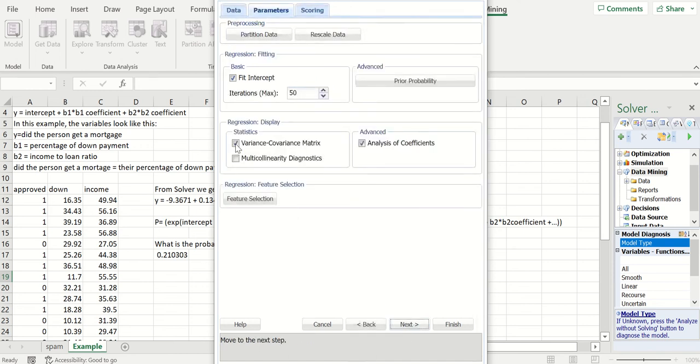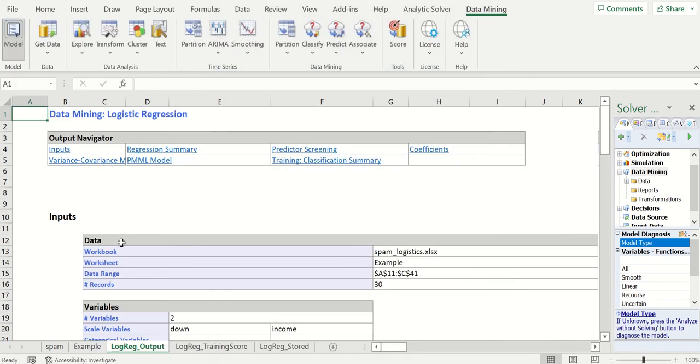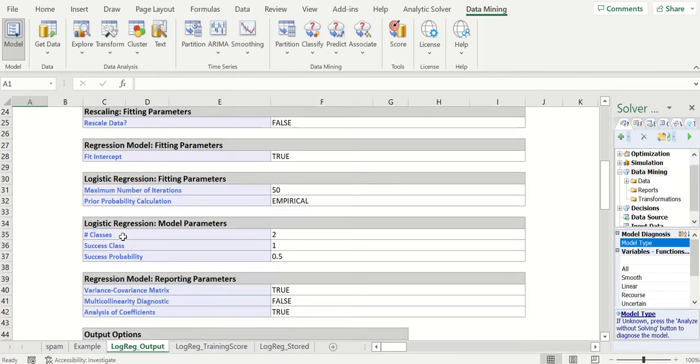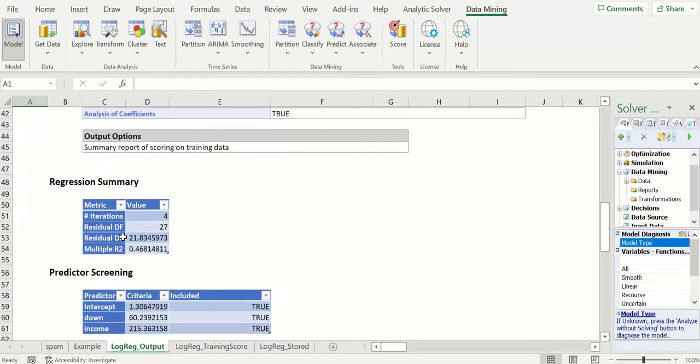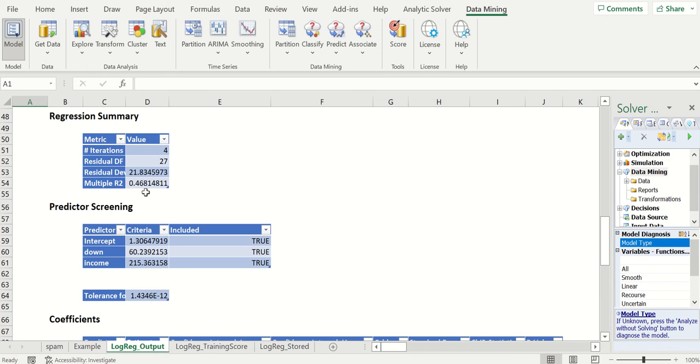Make sure that you have variance covariance matrix selected and analysis of coefficients. All right, we want a summary report and we can finish. This is what the output looks like. It says that using this approach, we can explain 46.8% of the variance in whether or not someone is going to be approved, based on our two variables. So again, R squared is 46.8%.